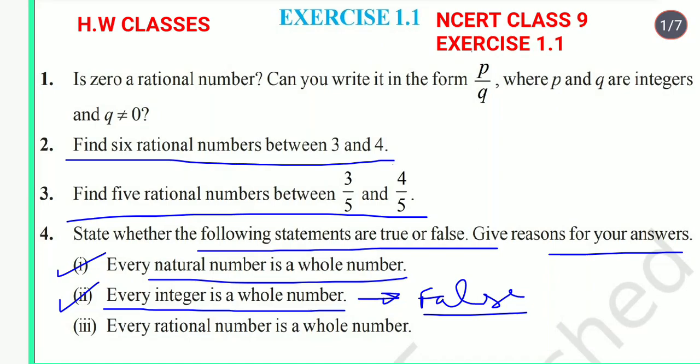So we have seen that every integer is a whole number. This statement was false because integers can be negative also, but whole numbers cannot be negative. Whole numbers start from 0, then 1, 2, 3, 4, 5. So this statement is false. Now moving on to our third part, which says every rational number is a whole number. So we will see how this statement is and what the conclusion is.